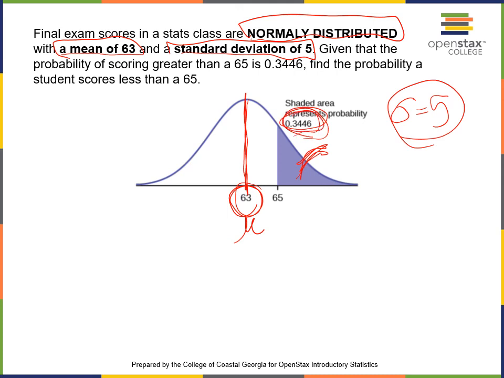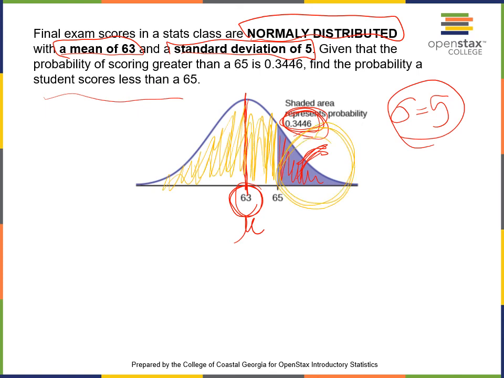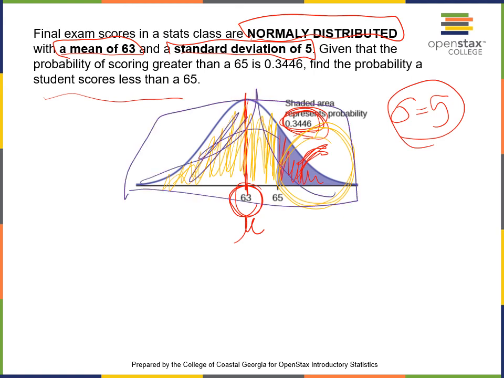So they did this area for you. They said that the probability that you're going to score more than a 65 in this normal distribution would be 0.3446. So given that, find the probability the student scores less than a 65. So less than 65 means you have to find this area. Okay? Can I use this area that I know to help me find this other area? And the answer is yes, because remember, one criteria for a probability distribution is that the total area, everything under this curve, if I was to add it all up, has to equal 1.